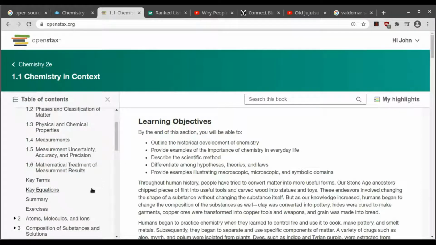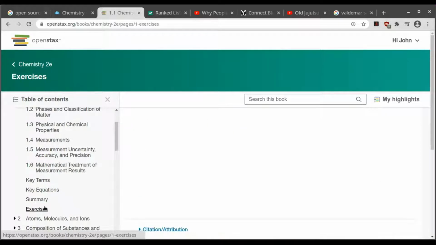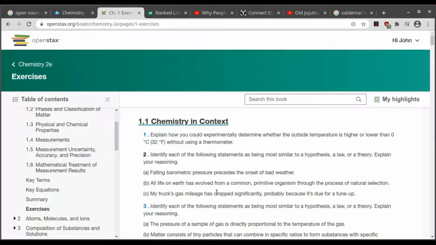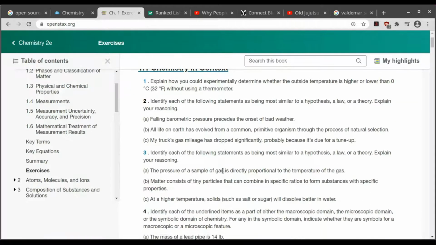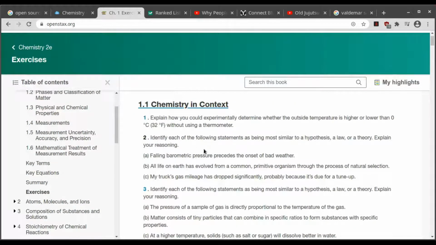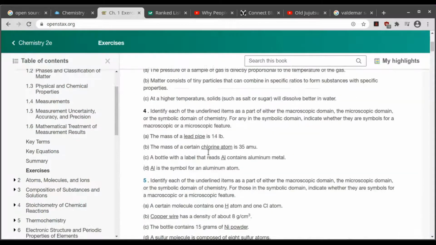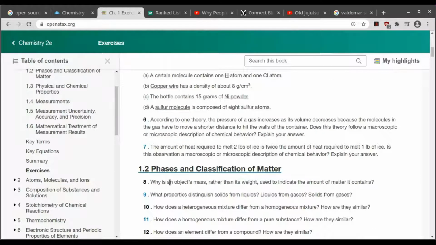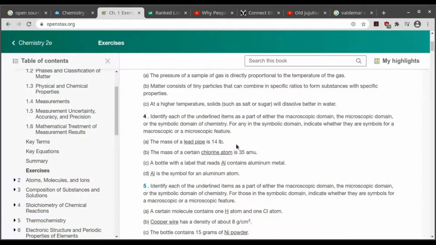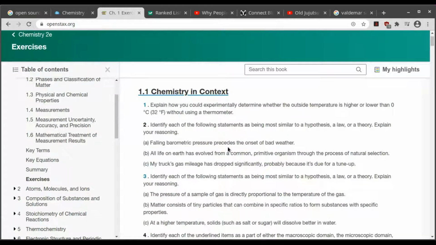Now, something else, we'll come back to this, but you can also click at this point and look at what the end of chapter exercises are. And these exercises are broken down into each section, right? We have the section 1.1 chemistry in context, section 1.2 phases and classifications of matter, etc.